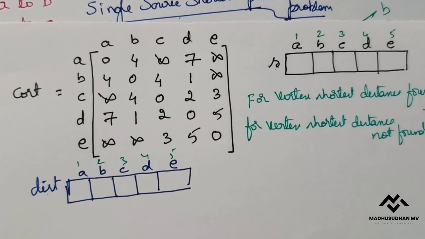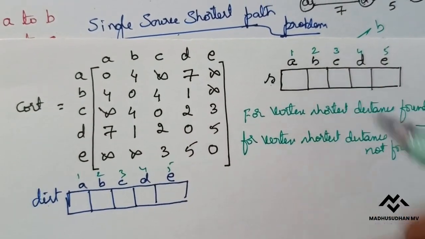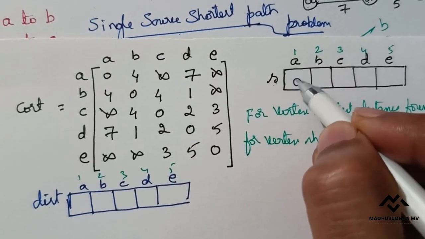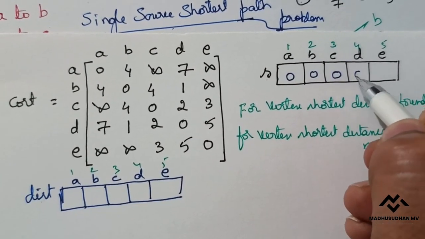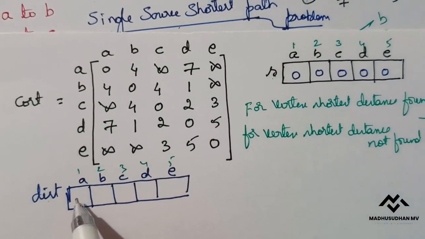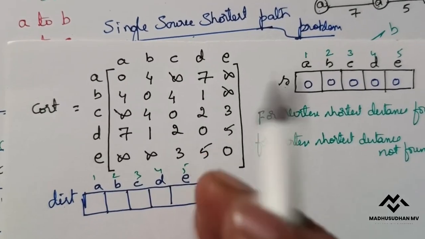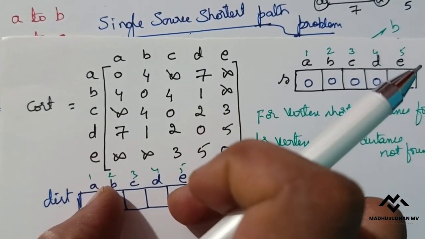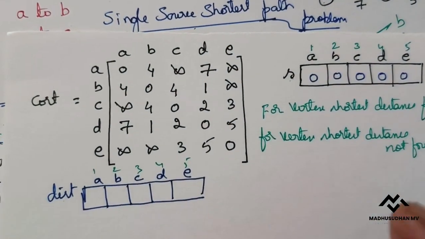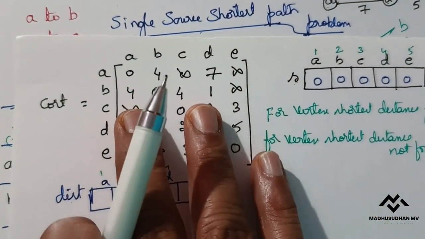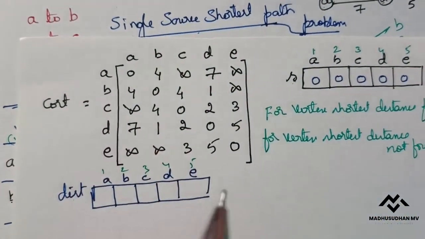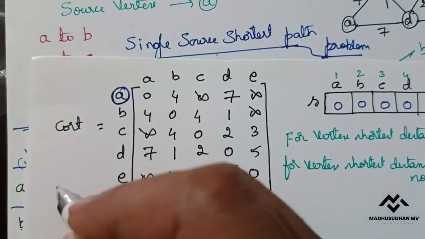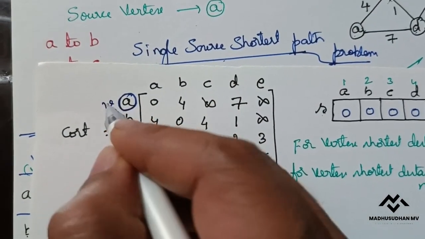So what I will do, initially I made them all false. Then, whatever the cost adjacency matrix is, that I will copy, and I will trace it and show you. So now initially I copy from the cost adjacency matrix to this one, the source vertex. Here, which one have we taken as the source vertex? A as the source vertex. So that will be V.